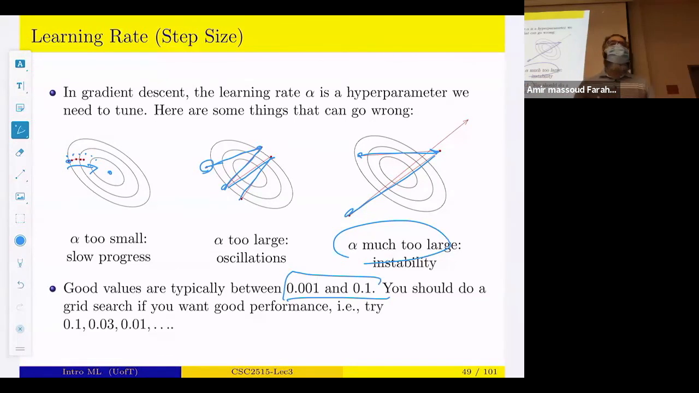Finding divergence is easy. You see that your weights are becoming larger and larger. Oscillatory behavior you can also observe. But the point is that you need to have a grid of points like 0.1, 0.03. These are kind of arbitrary numbers that I wrote here, but it seems to be a reasonable range.